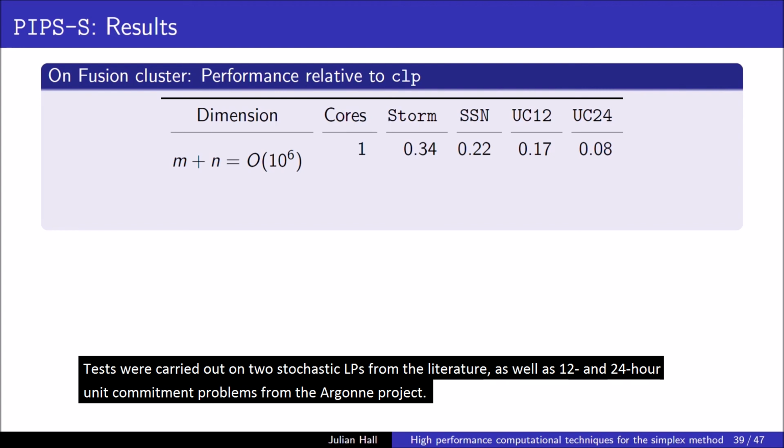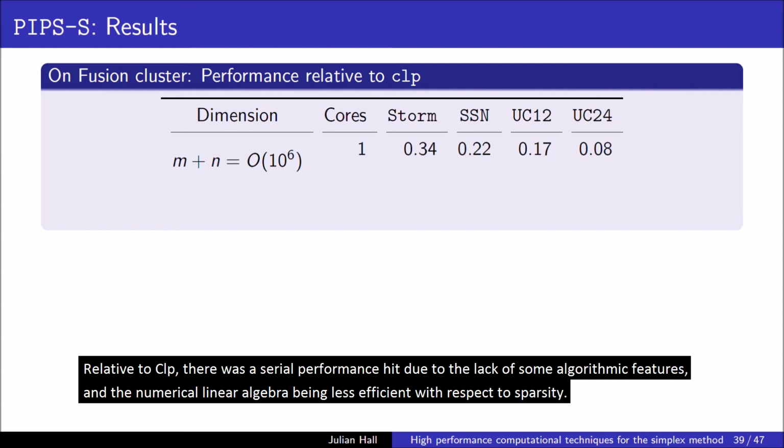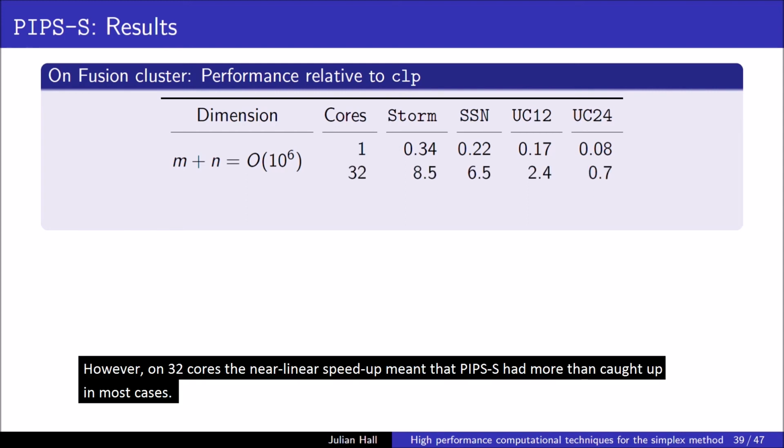Tests were carried out on 2 stochastic LPs from the literature, as well as 12 and 24-hour unit commitment problems from the Argonne project. Relative to CLP, there was a serial performance hit due to the lack of some algorithmic features, and the numerical linear algebra being less efficient with respect to sparsity. However, on 32 cores, the near-linear speedup meant that PIPS-S had more than caught up in most cases.